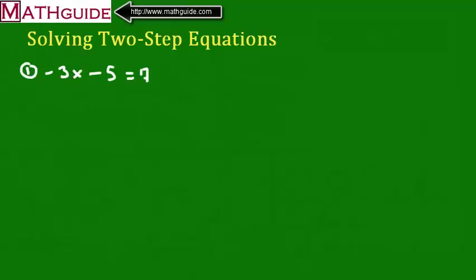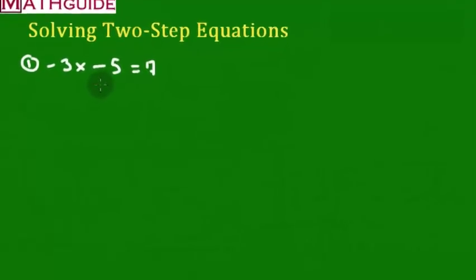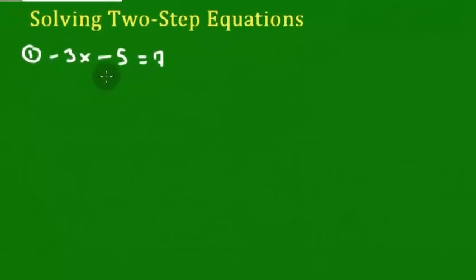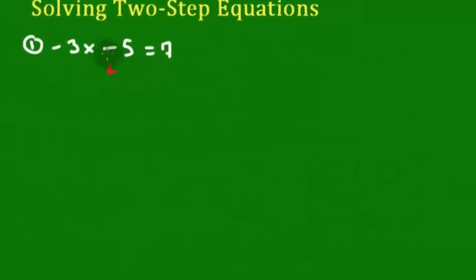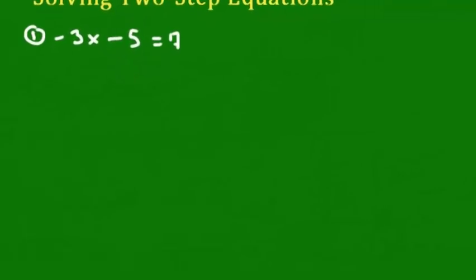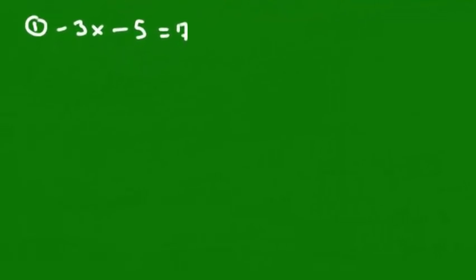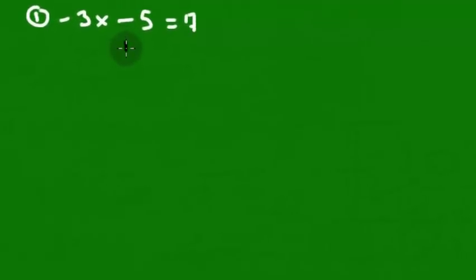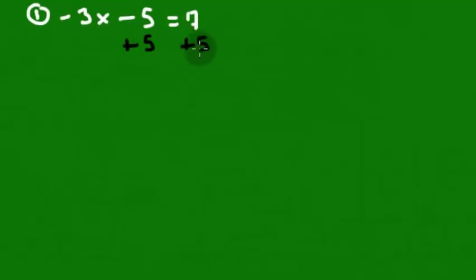Alright, so the way we're supposed to think in order to solve this problem is in terms of inverse operations. You'll notice that we're subtracting 5 from the left side of the equation, so I'm going to do the opposite. I'm going to add 5 to both sides. So let's add 5 here, and let's add 5 over here.